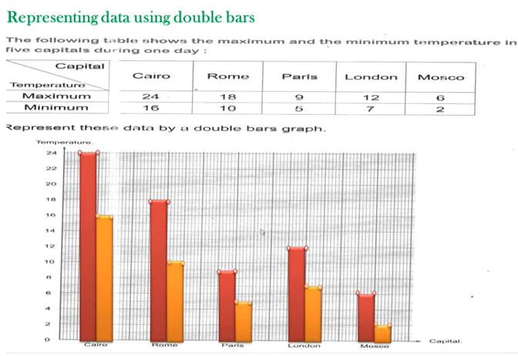We know that to draw the double bar we have the heavy line, and we draw a bar line before the heavy line and a bar line after the heavy line, which represent the capitals Cairo, Rome, Paris, London, Moscow, and so on.